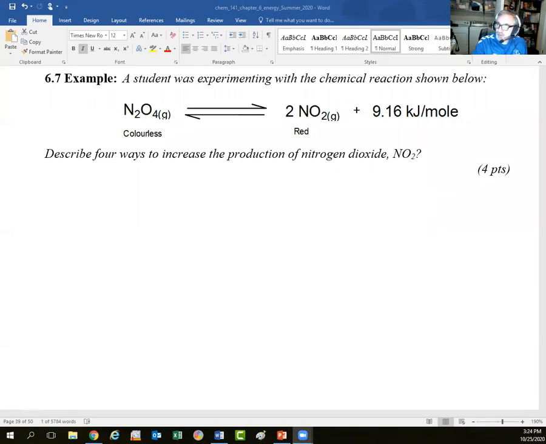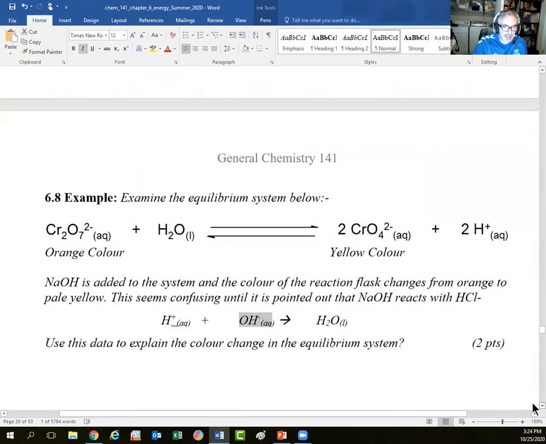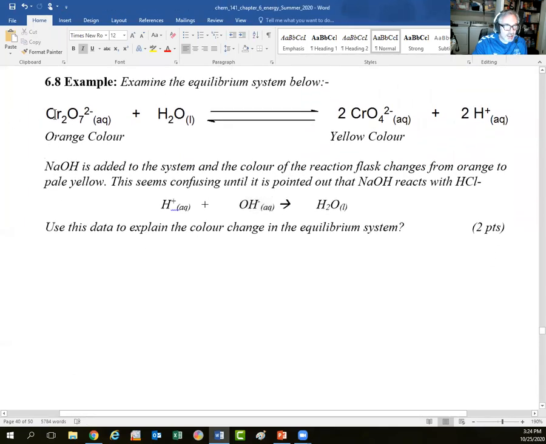Okay, on to the last one. So an equilibrium system is put in place. We've got Cr2O7 dichromate turning into CrO4 chromate, and the chromate turning into dichromate, back and forth. And we've reached a point of equilibrium where the dichromate turns into the chromate as quickly as the chromate turns back into the dichromate. And then we throw a fly in the ointment, the sodium hydroxide, which contains hydroxide ions.